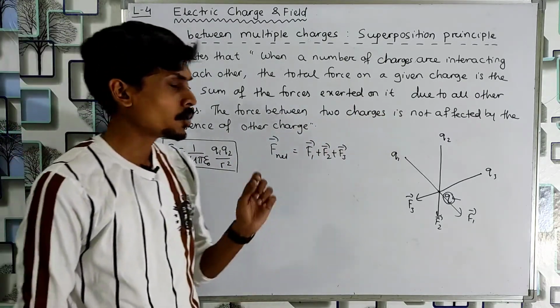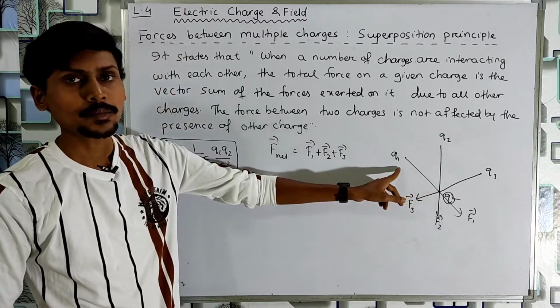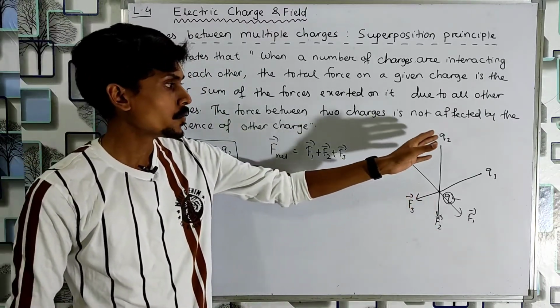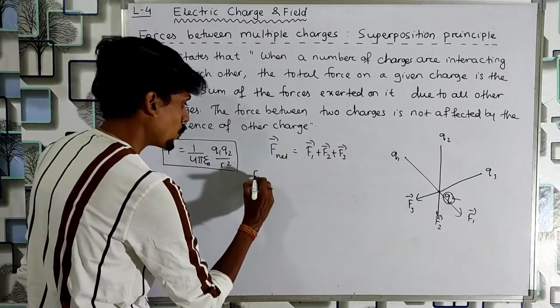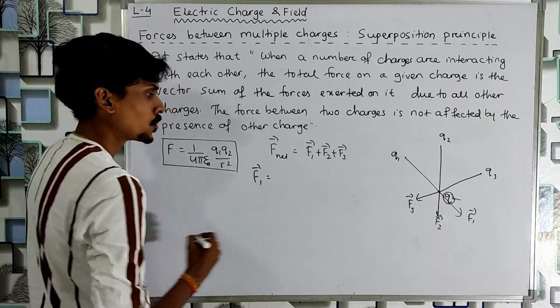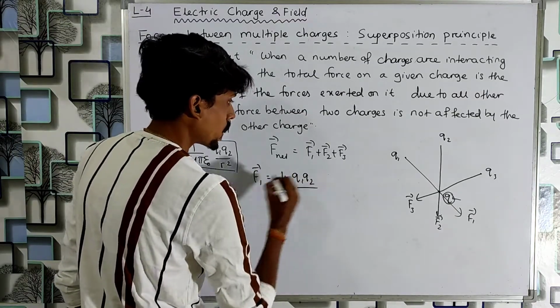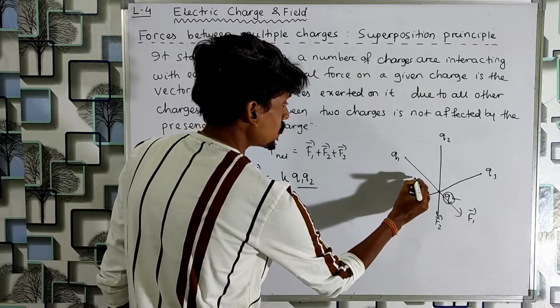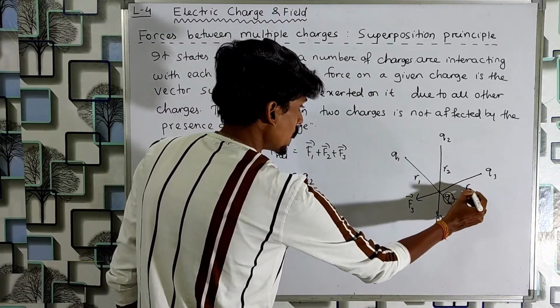When you are calculating the force exerted on Q due to Q1, you should ignore the presence of Q2 and Q3. So here what will be F1 vector? F1 vector will be K Q1 into Q divided by, let us say the distance is R1, this distance is R2 and this distance is R3.